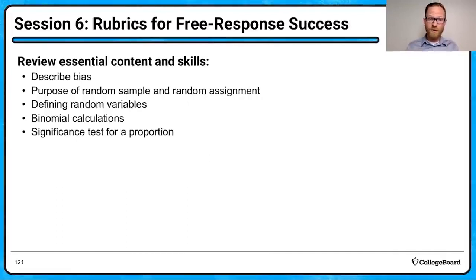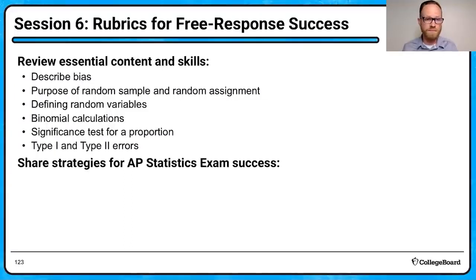And then we did a full significance test for a proportion and talked a lot about what is required for full credit on a question like that. And finally, at the end, we reviewed the definition of a type 1 and type 2 error, and then make sure that you can interpret those errors in the context of the problem.